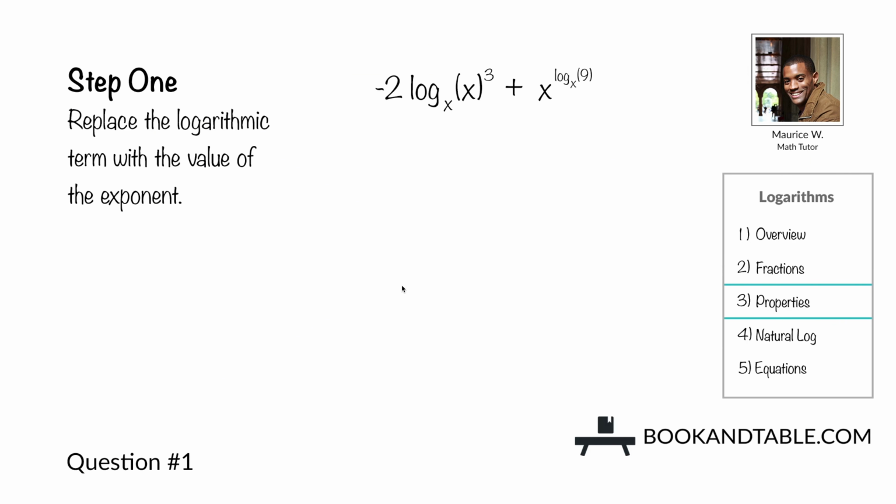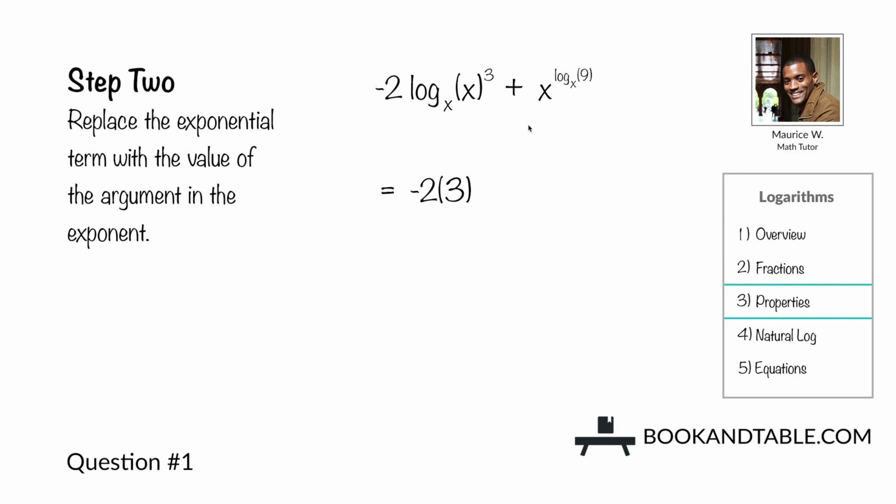Question number 1. We were given -2 log base x of x to the power of 3 plus x to the power of log base x of 9. Step 1. In this first term here, we want to replace the logarithmic term with the value of the exponent, which is 3. The log and this base here cancel each other out, leaving us with the exponent 3. So we wind up with -2 times 3.